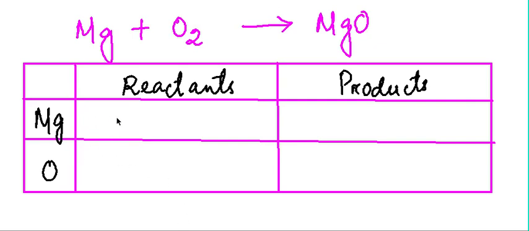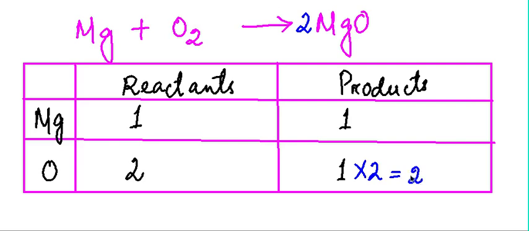First we will write how many magnesium atoms are present in the reactant. We have 1, so we write 1 over here. Then over here we'll write 1 magnesium atom. Oxygen, we have 2 on the reactant side and 1 on the product side. Now this oxygen is not balanced. So to balance it, we should multiply 2 with MgO on the product side so that oxygen becomes 2. And along with oxygen, magnesium also becomes 2.